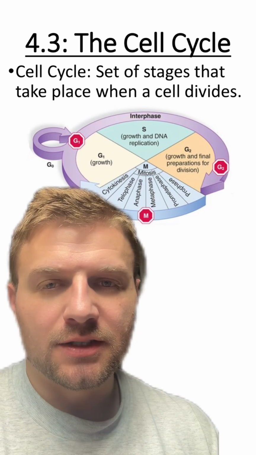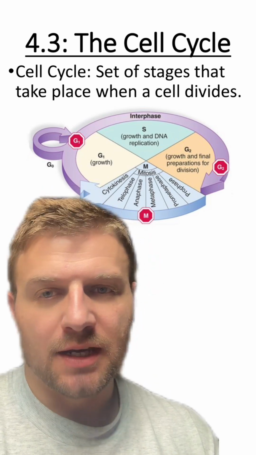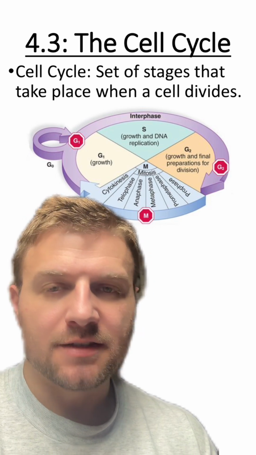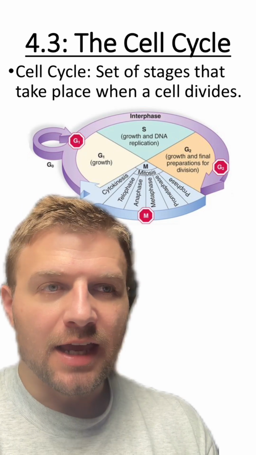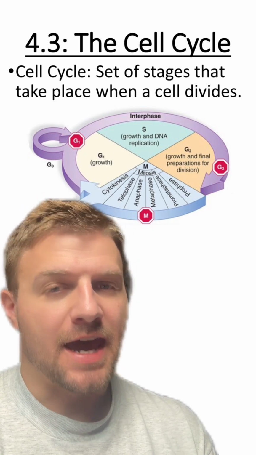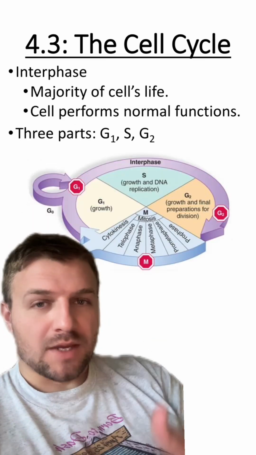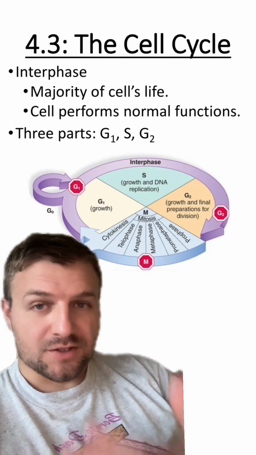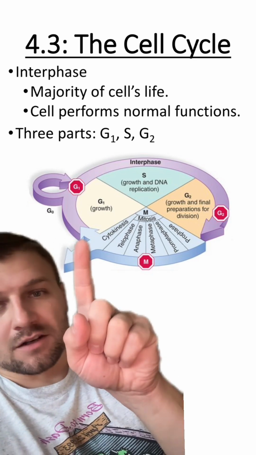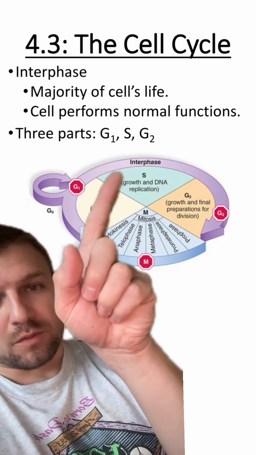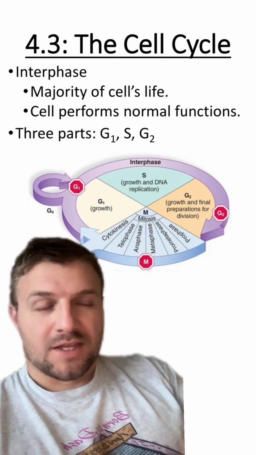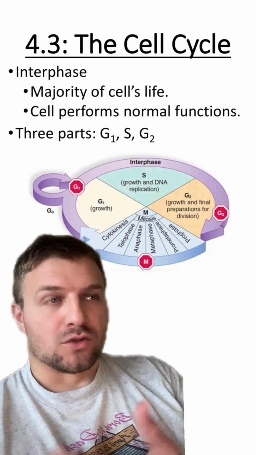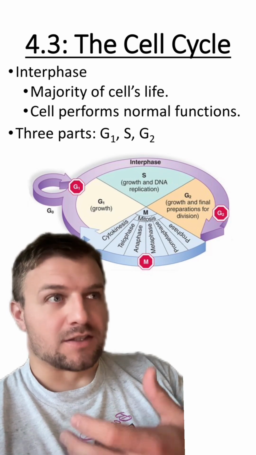The cell cycle is going to be divided into two main parts, interphase and M phase. Interphase is typically when the cell goes through normal functions, and M phase is when the cell is actively dividing. Our first major portion of the cell cycle is interphase. You can see interphase is shown here in this purple color. A majority of a cell's life is spent in interphase. This is typically when the cell just goes through normal daily functions and just exists.